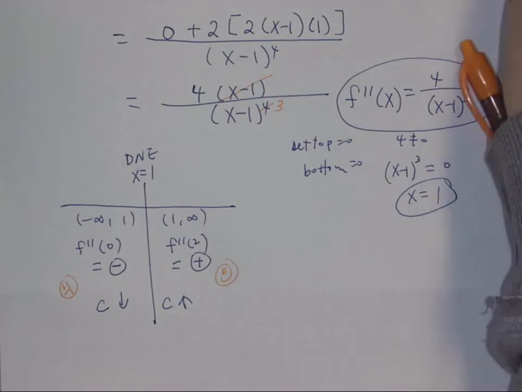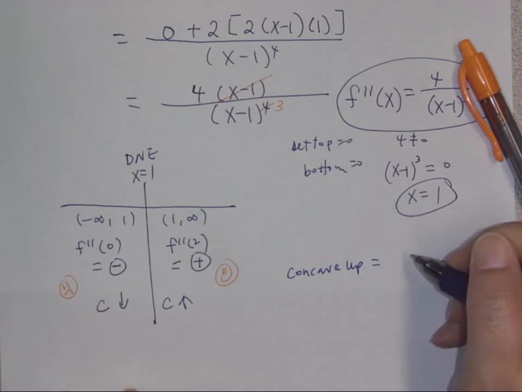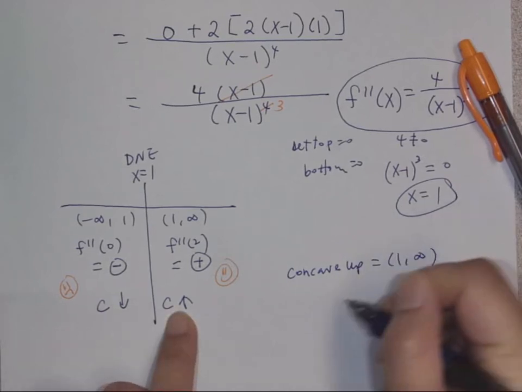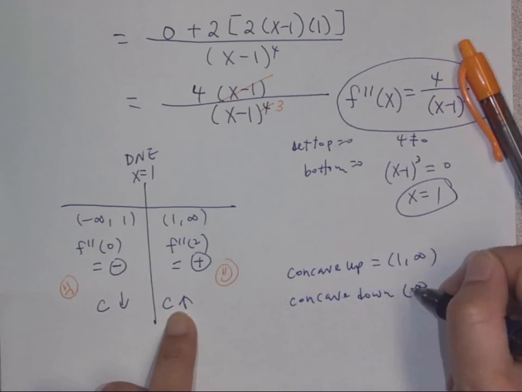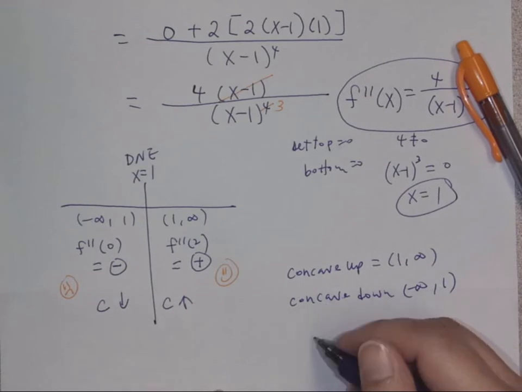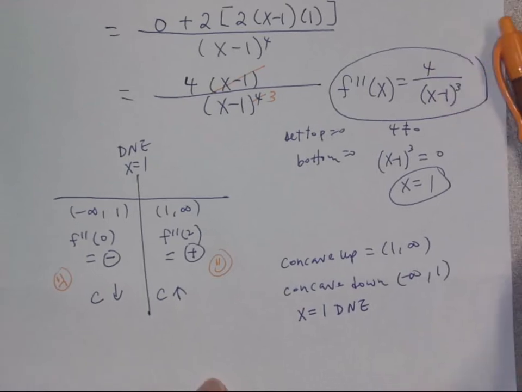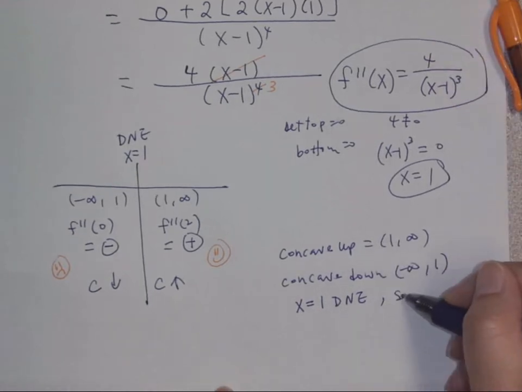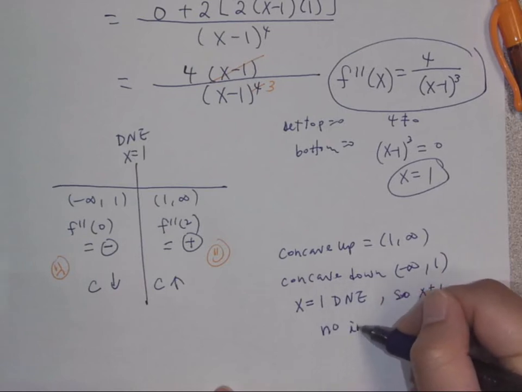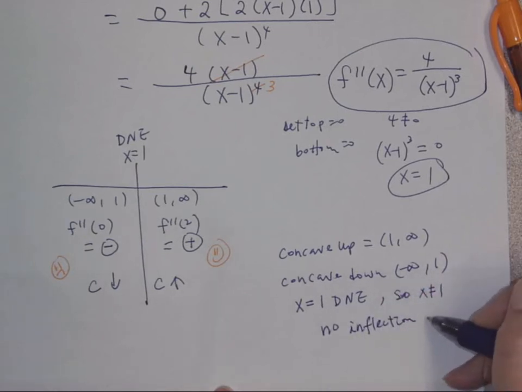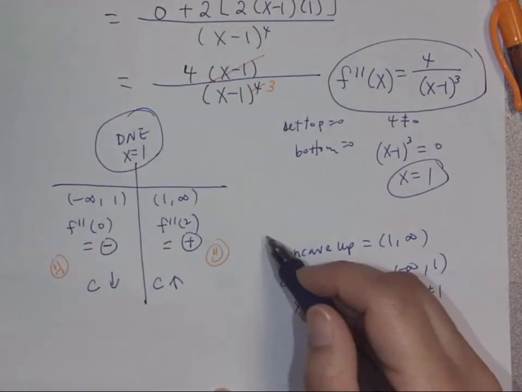Okay, so concave up is 1 to infinity, concave down is negative infinity to 1. X equal to 1 does not exist, right? Because it makes the denominator equal to 0. So x cannot equal 1. Because of that, no inflection point. Even though this is changing concavity, because that point does not exist, so no inflection point.